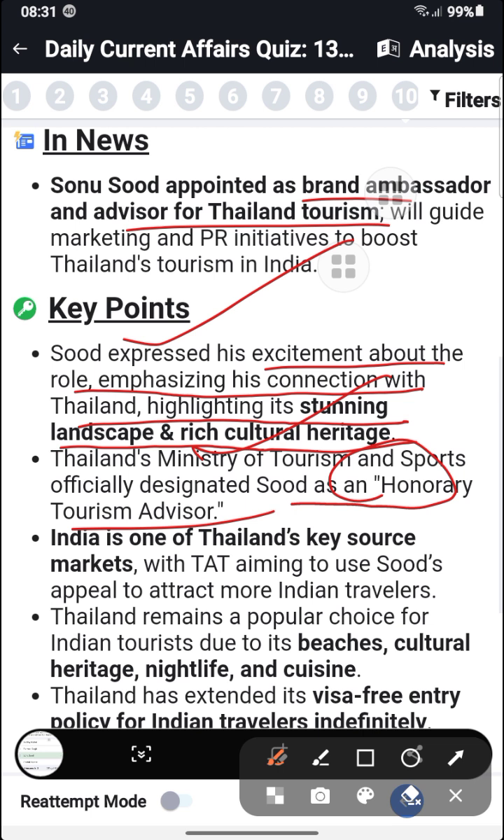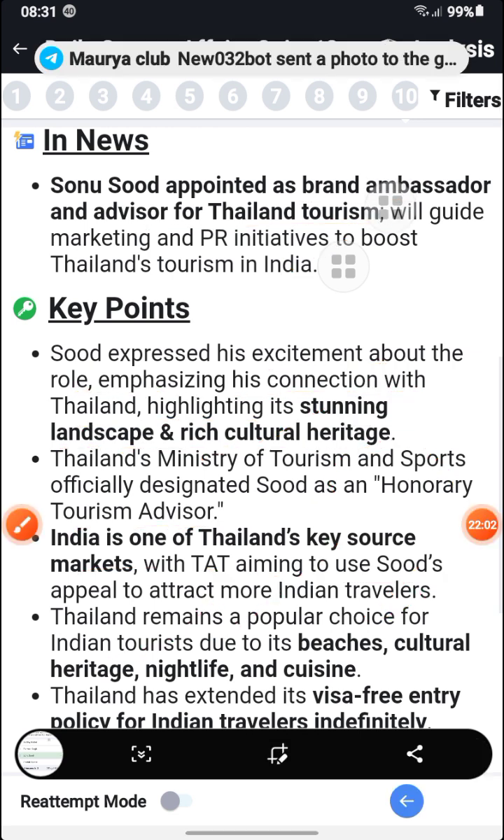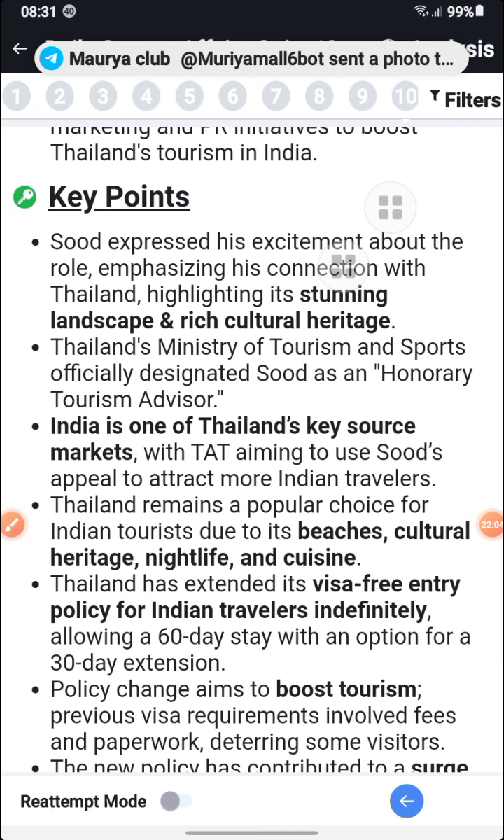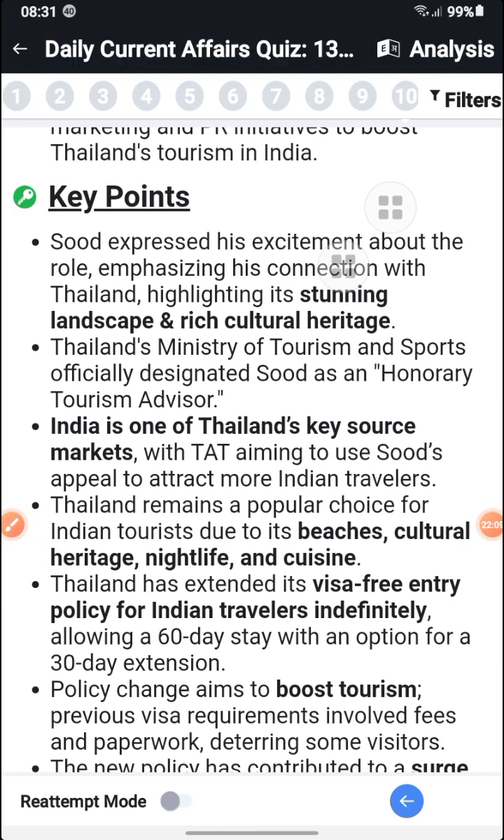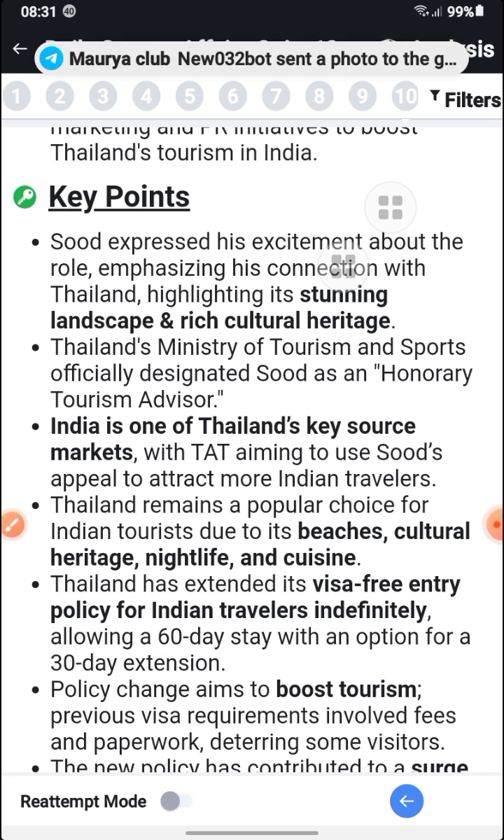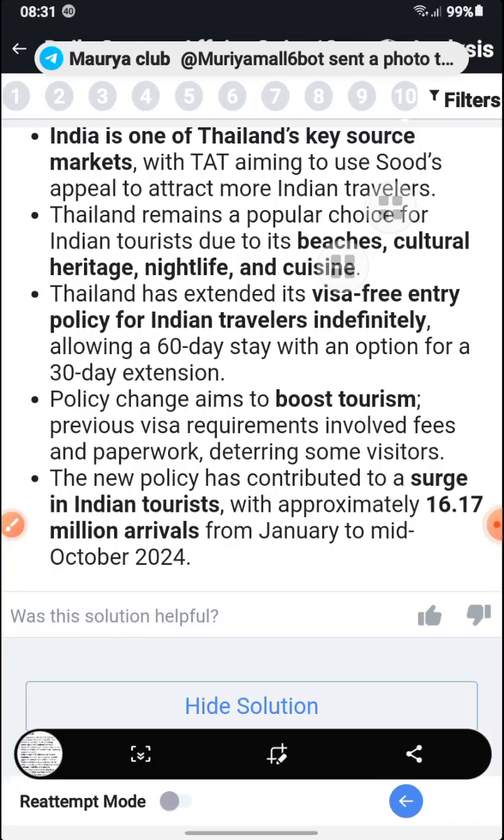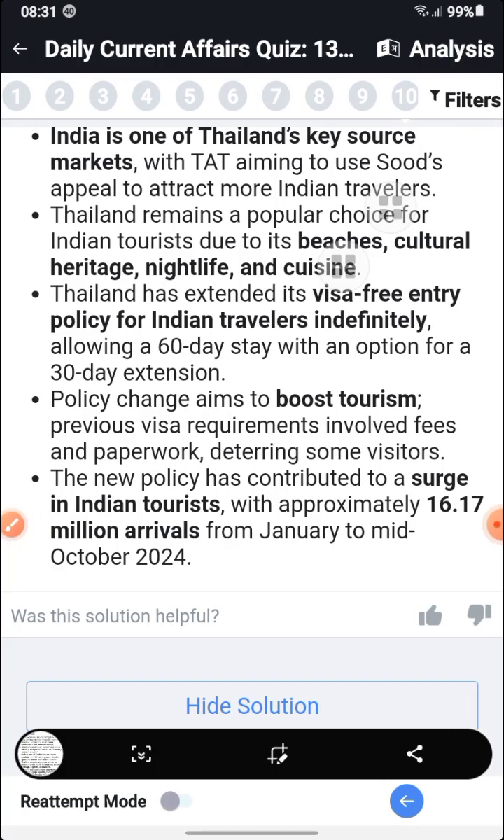India is one of Thailand's key source markets. Sood appealed to attract more Indian travelers to choose Thailand for tourism, beaches, cultural heritage, and cuisine. The visa-free entry policy for Indian travelers, with a 60-day stay and an option for a 30-day extension, boosts tourism, and there was a surge of Indian tourists.